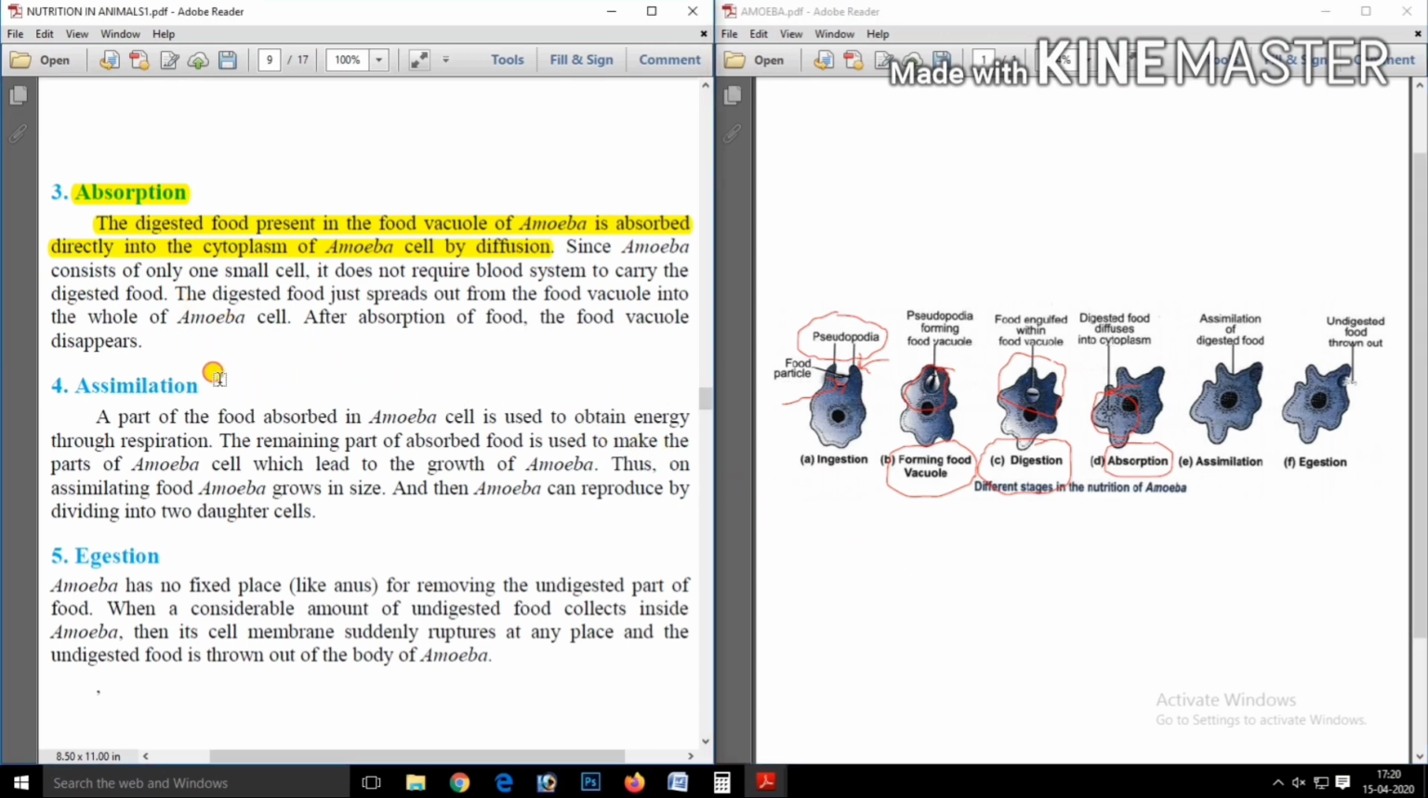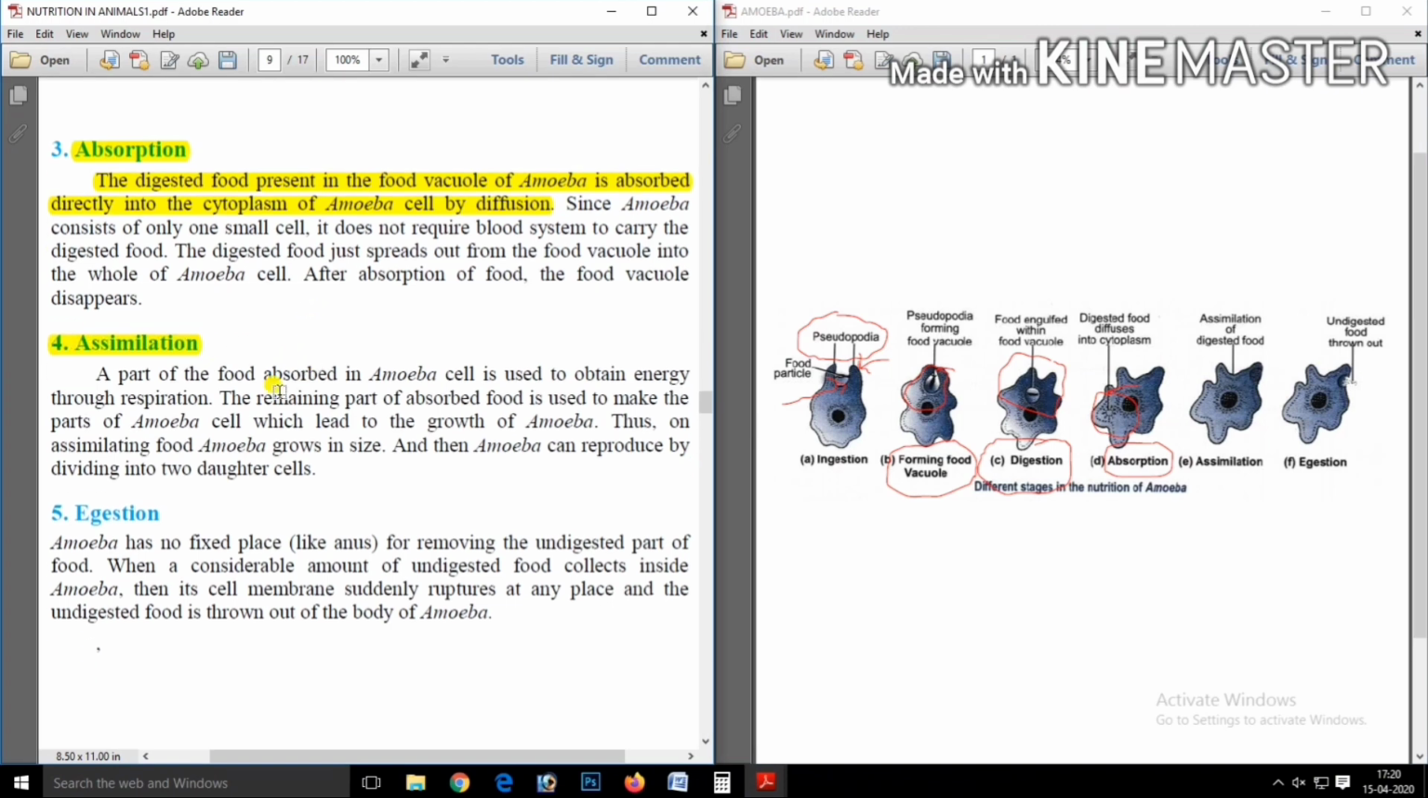The fourth step is assimilation. Now when the food is absorbed by the cytoplasm, then this food is used to produce energy through respiration. And with this energy, the amoeba grows, and also they reproduce into new daughter amoeba cells. The last step is egestion. So amoeba also cannot digest the whole food part. So they also remove the undigested food part with the help of a rupture. Rupture basically means a break in the cell membrane. So by this they also remove the undigested food.